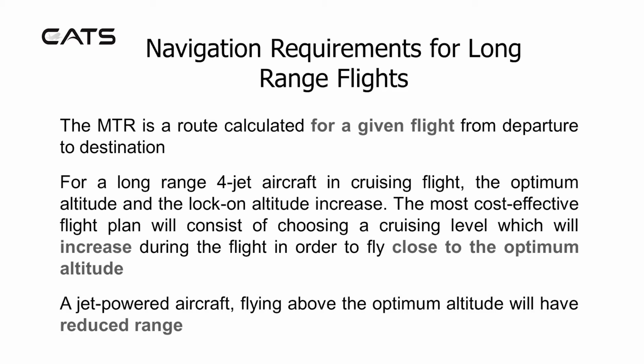For a long-range four-jet aircraft in cruising flight, the optimum altitude and the lock-on altitude increase. The most cost-effective flight plan will consist of choosing a cruising level which will increase during the flight in order to fly close to the optimum altitude. A jet-powered aircraft flying above the optimum altitude will have reduced range.